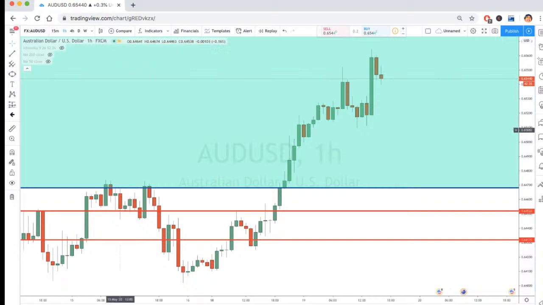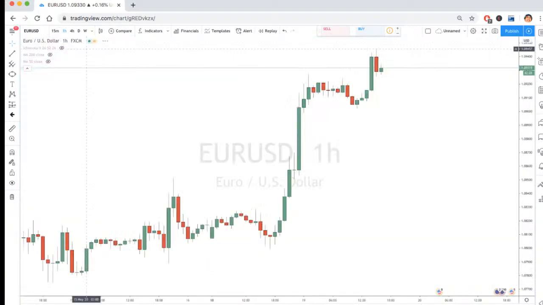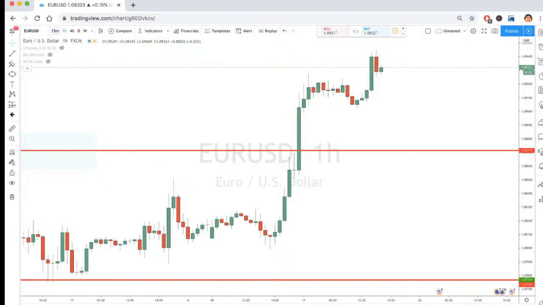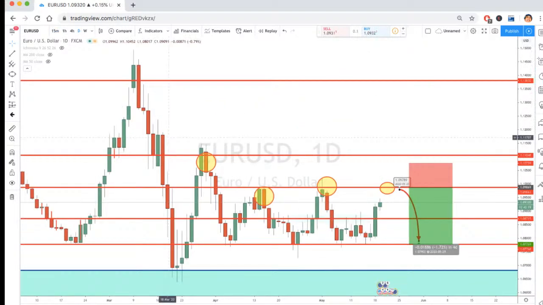Let's see Euro USD. Is there any movement on the London opening? It's been 17 minutes. It is also very slow, not moving. Exactly same chart as the Aussie USD. So we'll be waiting. This pair is a definite trade. We must take this trade if it happens.